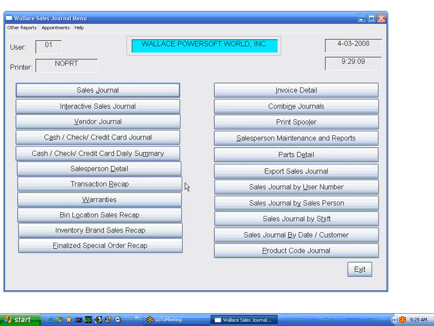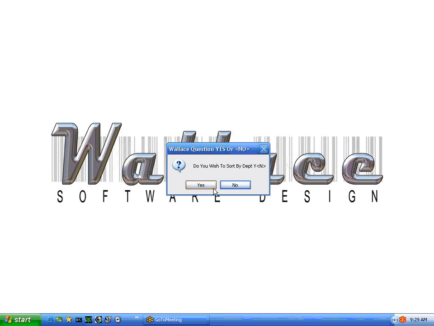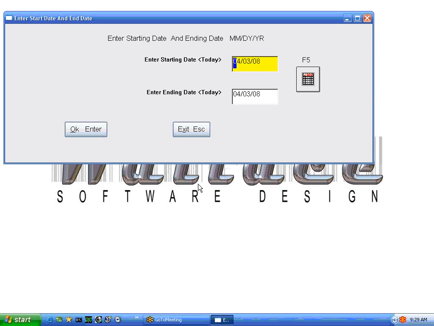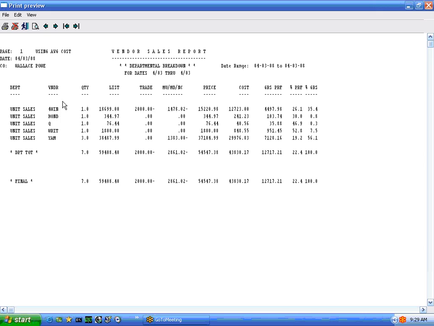Okay, that's one report that you could look at, and that's a report that you're going to be seeing every day. Another report that you may want to see is Vendor Journal. Now, Vendor Journal can be sorted by departments. Say yes. And as you know, all our reports are date sensitive, so we're just going to look at what we did today. What this will do, it'll break it down by your different manufacturers. So this all came from our unit sales department.